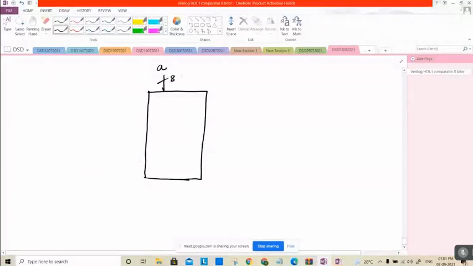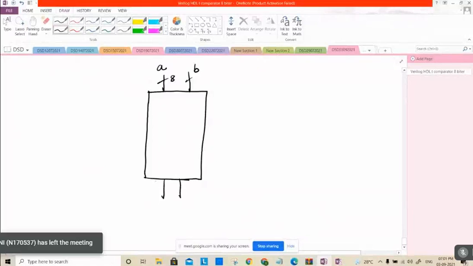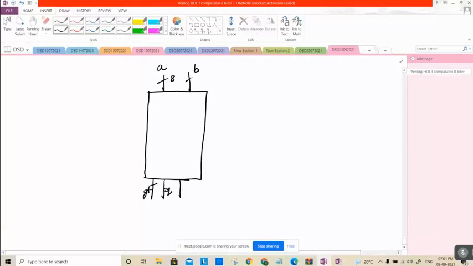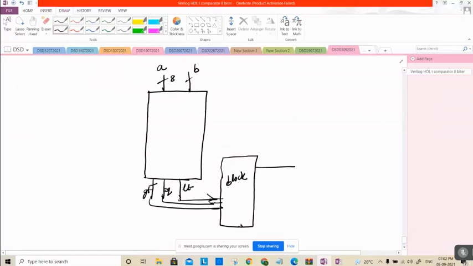We are giving A here, and B is also given. A and B are given. Now, what are the outputs that are generated here? Outputs are A greater than B, A equal to B, A less than B. These are the outputs that are generated. These outputs I will be giving to one particular block. And from this block, I am going to generate selection underscore A, selection underscore B, enable A, enable B.